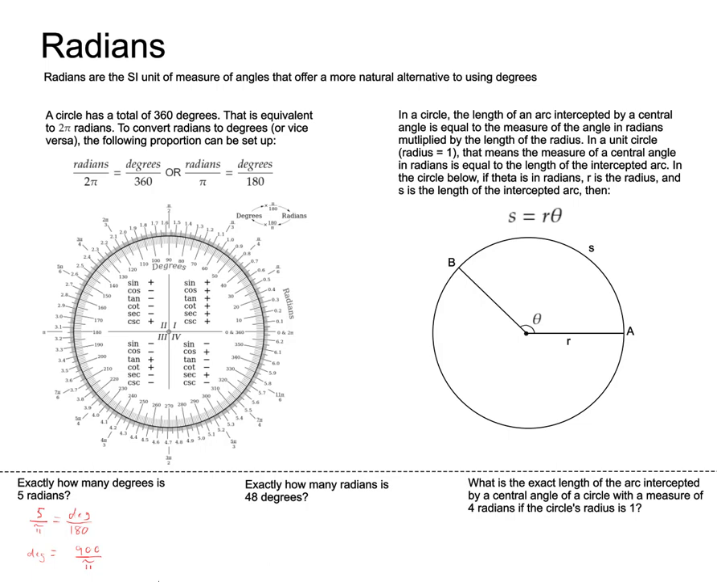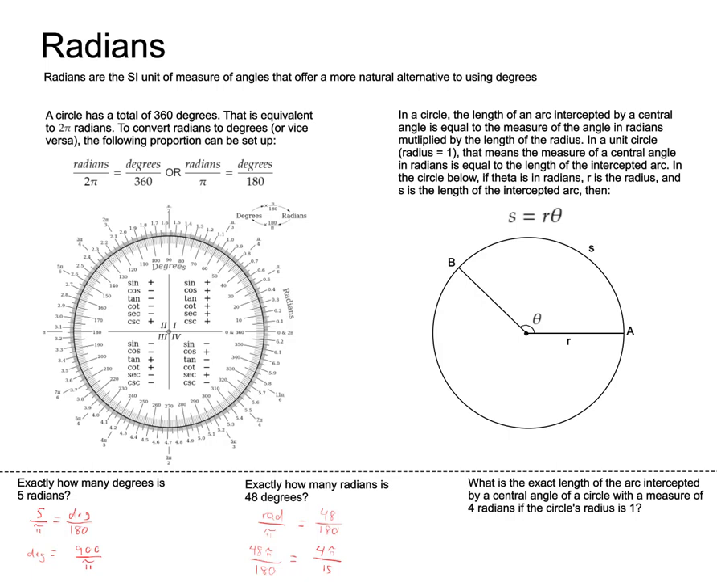Exactly how many radians is 48 degrees? So again, we'll take radians over pi is equal to 48 over 180. So that'll give us 48 pi over 180, which we can simplify by realizing that 48 and 180 are both divisible by 12. So that'll give us 4 pi over 15. So 4 pi over 15 radians is equivalent to 48 degrees.